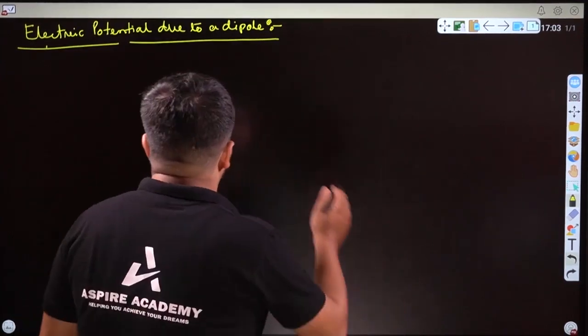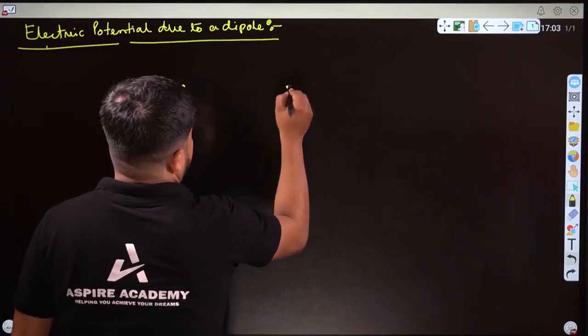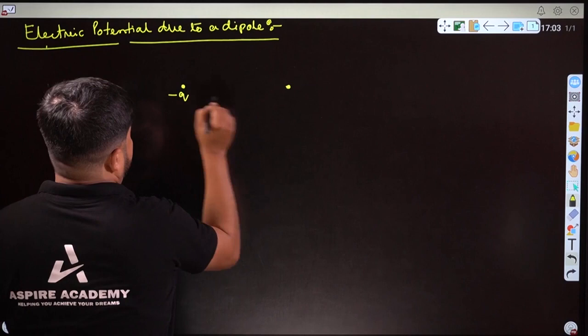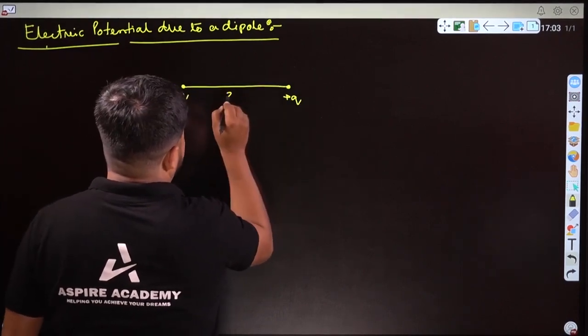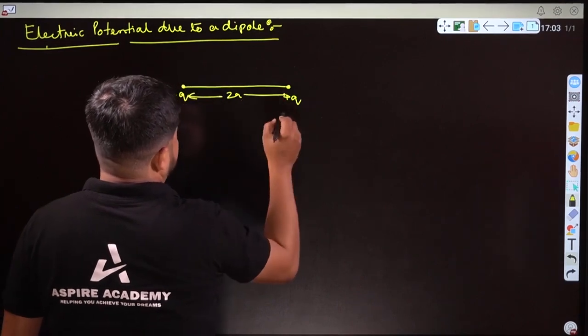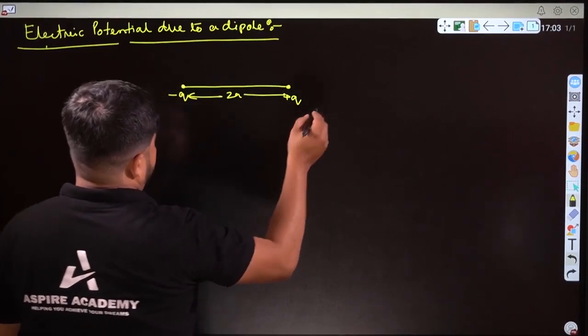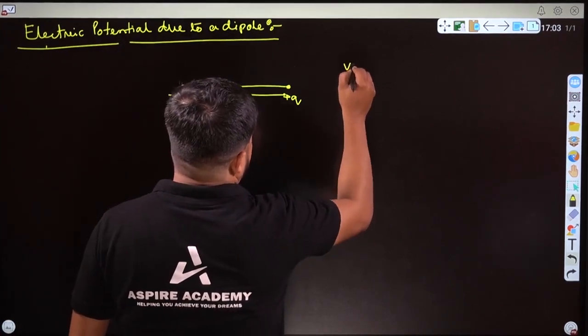Okay. So now we draw the dipole. Suppose this is the dipole. This is minus Q and this is plus Q charge. They are separated by a small distance, twice a is the small distance. Okay. So now electric potential due to a dipole. Suppose at a particular point, that I consider the P point. At the P point we need the electric potential.